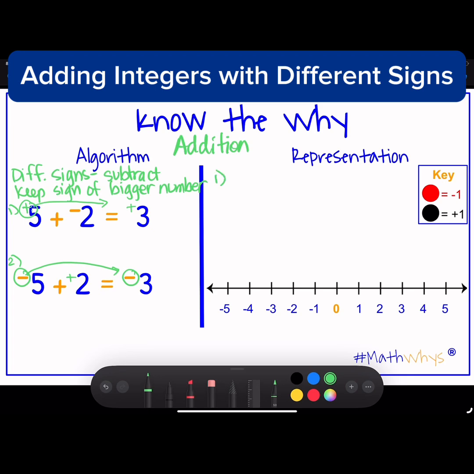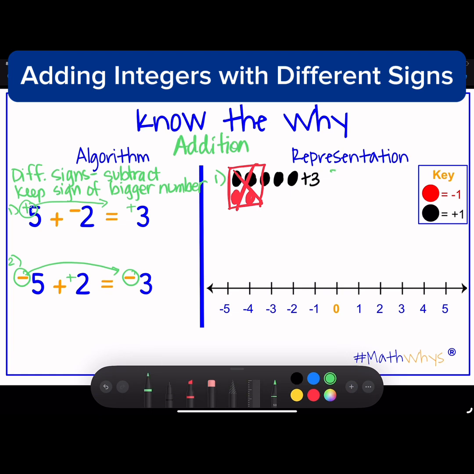Now, when we are adding these, we're going to start out with positive 5. So 5 positives, yes. And we're going to add to that 2 negatives. And with 2 negatives, we see that we have 2 zero pairs here. So those cancel out, and we're left with positive 3.